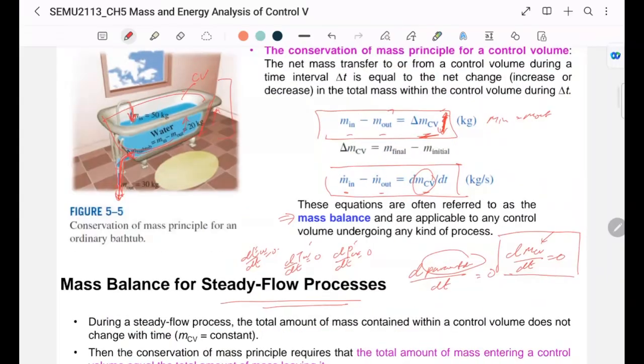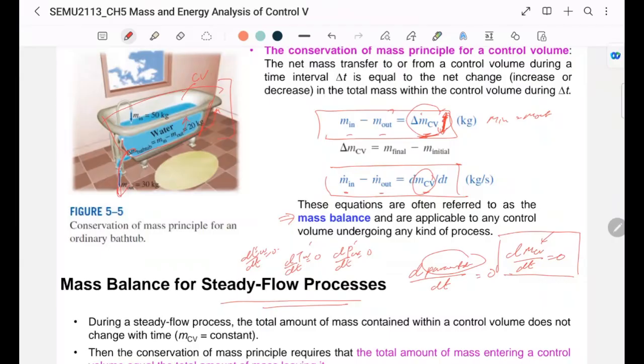The example just now, if you close the drain, you don't let the flow go out, there is the delta M in the control volume over time. So therefore, that is not a steady system. If you close the water tap and you open the drain, there is also a dm in the control volume over time. So therefore, it's not a steady system as well.